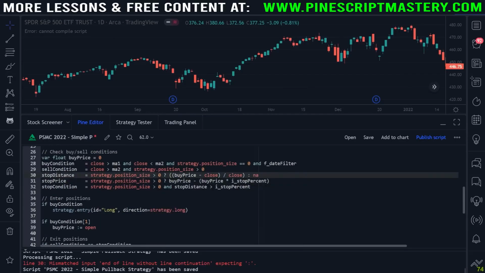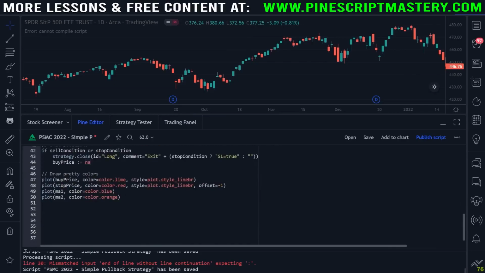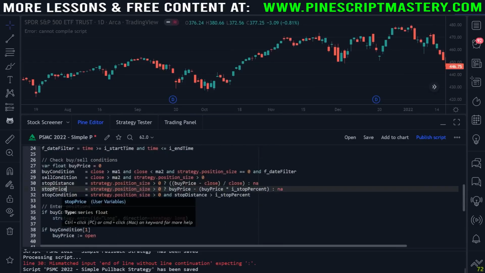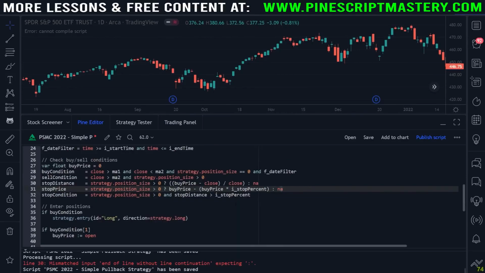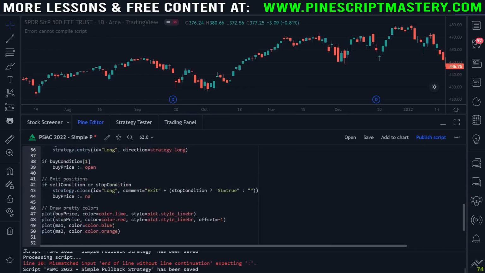So for these 2 statements, we're just going to add NA on the end. So our stop loss distance, if we are not involved in a trade, our stop distance is going to be set to NA so that we don't draw anything onto the chart. So here, stop price is set to NA when we're not involved in a trade. If we don't do this, we'll have lines drawing all over our chart, even when we're not involved in a trade. We don't want that. So when we're not involved in a trade, we set our stop price to NA and our buy price to NA.